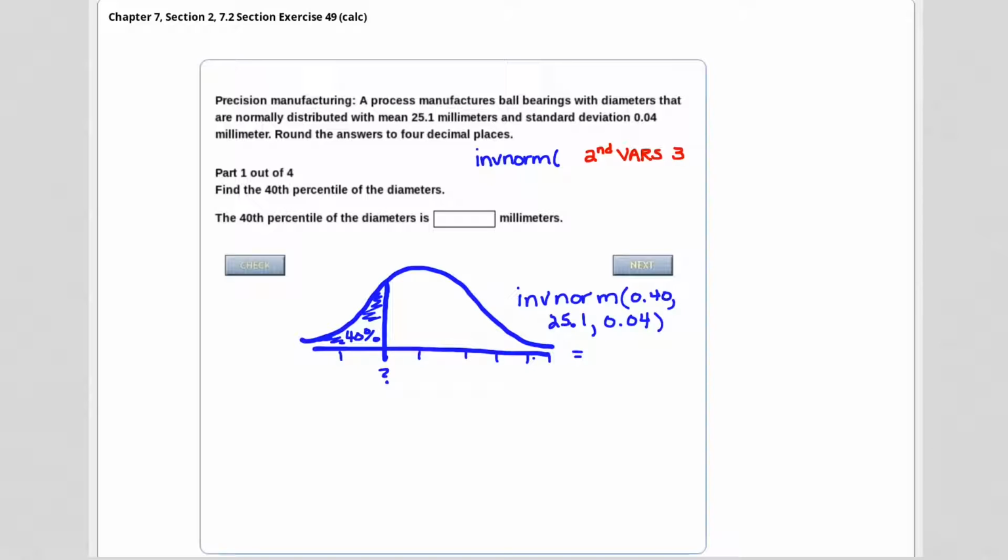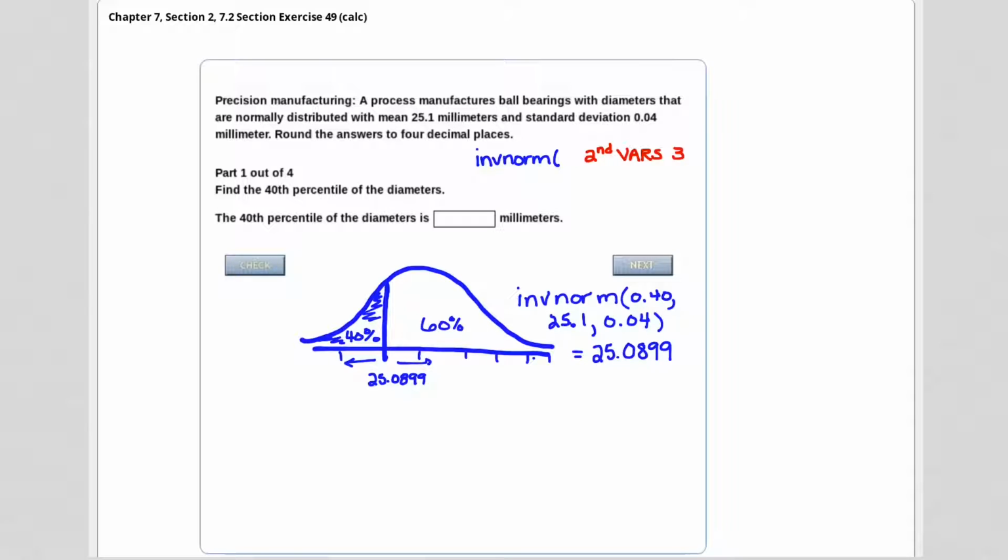And I get 25.0899. So what that shows me is that on my distribution, the value right here is 25.0899. So any value to the left of that would be in that bottom 40%, and of course any value above 25.0899 would fall in the top 60% of diameters for ball bearings.